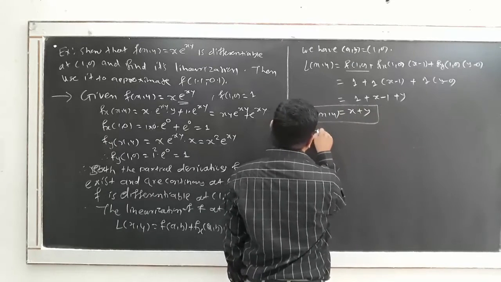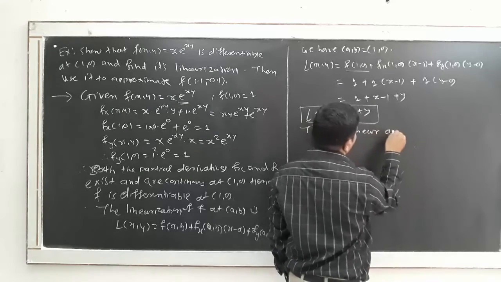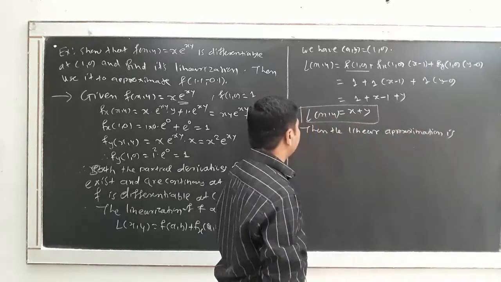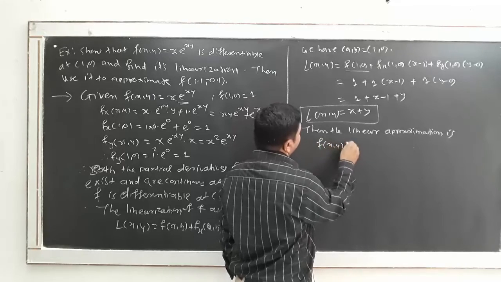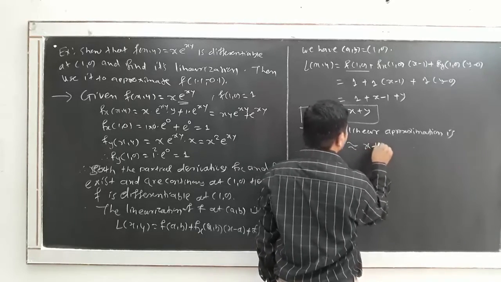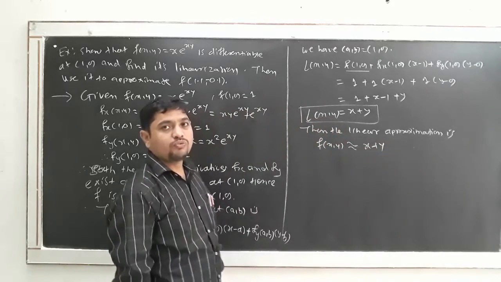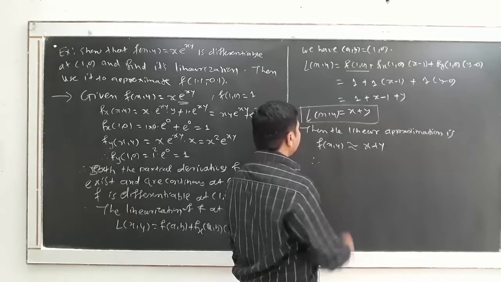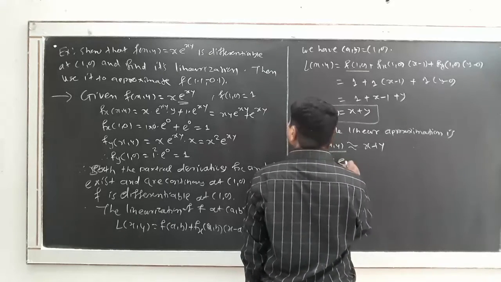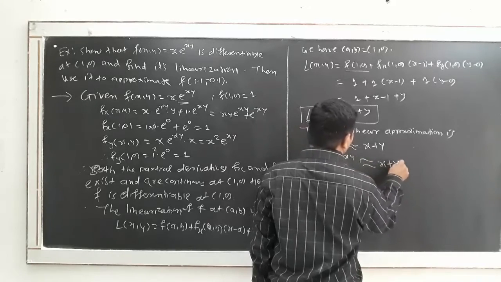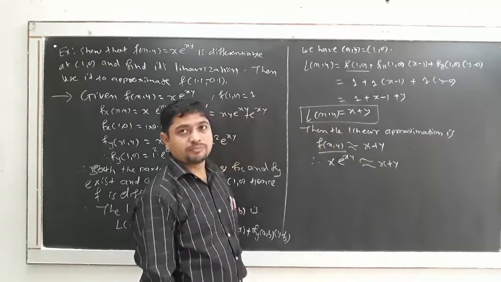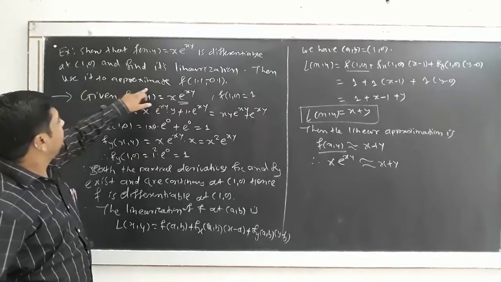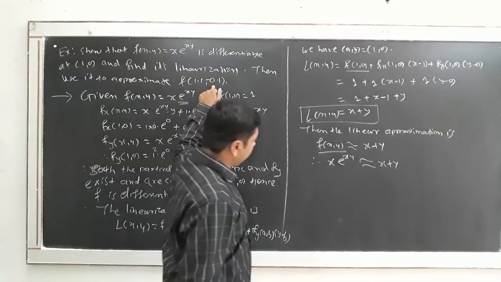Then the linear approximation of f(x, y) is x plus y. So x into e raised to xy is linearly approximated by x plus y. Okay, and what we have to find? We have to find the linear approximation, or approximate f of 1.1, minus 0.1.